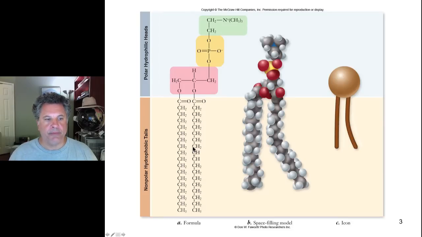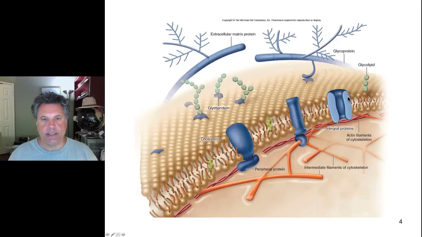Here is our phospholipid containing the fatty acid nonpolar tails and the polar head groups. And we've shown that in 3 different ways. Now, here's a model of a membrane shown schematically in which we can identify certain components that are important to membrane biology. First, of course, the lipid bilayer itself, the phospholipid bilayer.